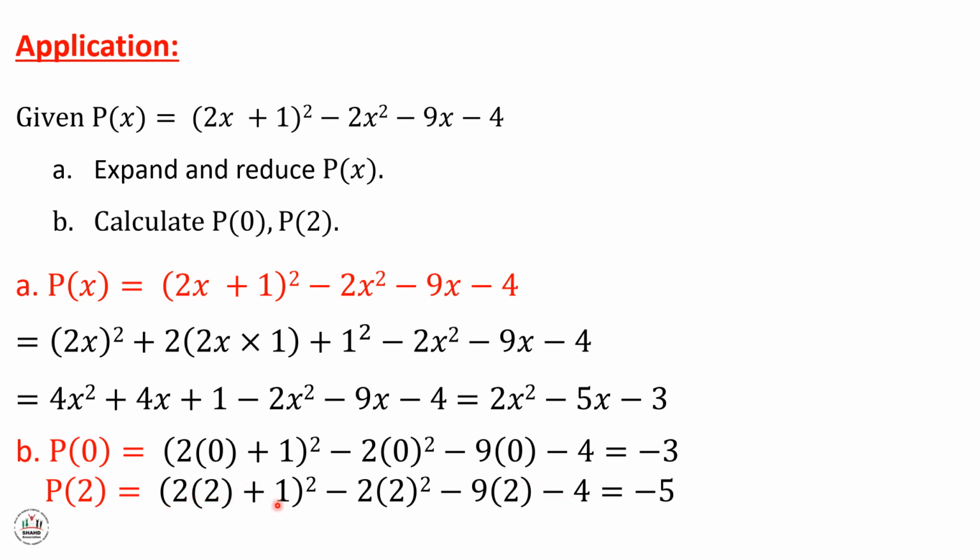So 2 times 2 equal 4. 4 plus 1 equal 5. So 5 squared equal 25, and here 2 squared equal 4, 4 times 2 equal 8. So 25 minus 8 becomes 17. Now we have minus 9 times 2, so minus 9 times 2 equal minus 18. So 17 minus 18 equal to minus 1. Minus 4, the final answer is equal to minus 5.